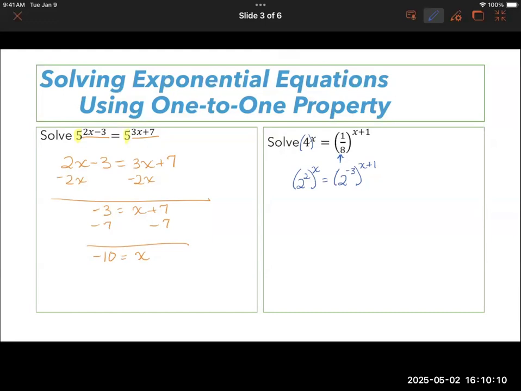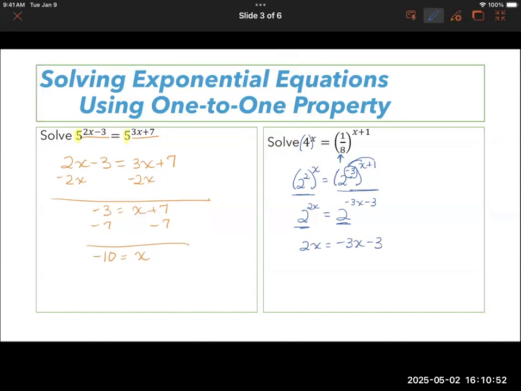Now, before we do that, we want to do a little bit of simplifying. We want to remember that a power raised to another power means we're going to multiply the exponents. So this is going to simplify to 2 to the 2x, and this side is going to simplify to 2 to the -3 times x plus 1. Then this -3 is going to distribute through our x plus 1, so we're going to have -3x minus 3 for our exponent. Now we have the same bases, so we can set our exponents equal to each other and then solve that equation.